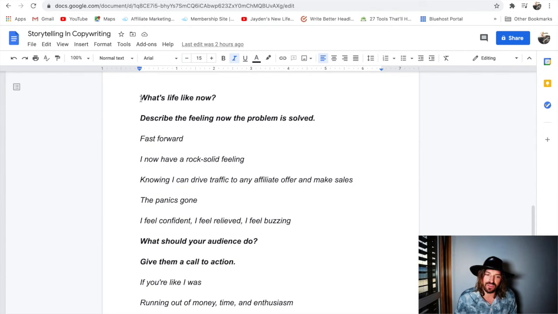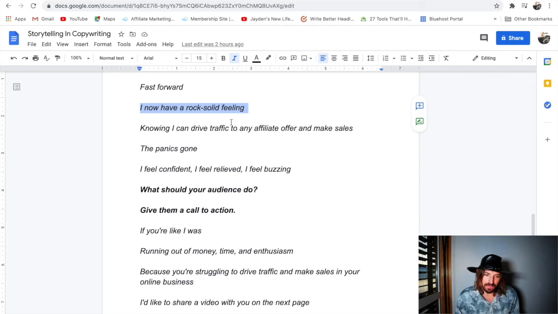So now tell them what life is like now. And again, bring in the feeling. Okay, we wanna talk about the feeling as much as possible. That selling is a transference of emotion. Always remember that. I now have a rock solid feeling, okay? The panic's gone, I feel confident, I feel relieved, I feel buzzing, okay? So hit me with that feeling.